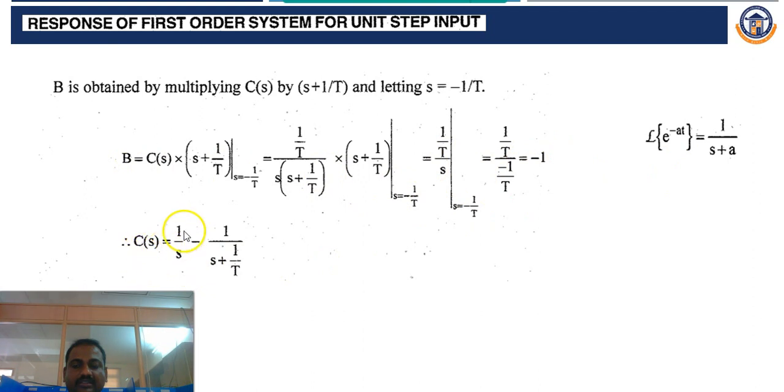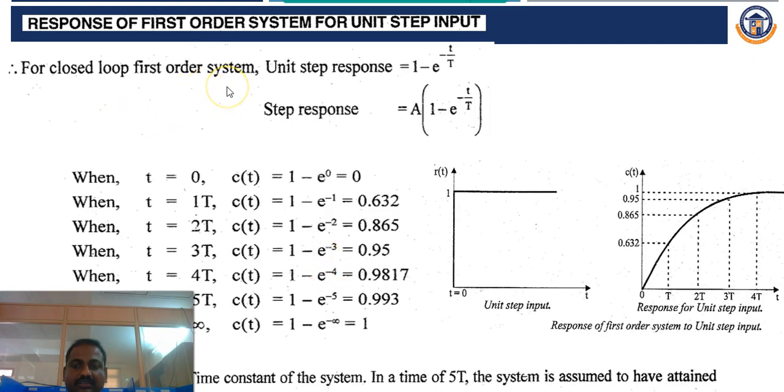At last C of s is equal to 1 divided by s minus 1 divided by s plus 1 by T, because the coefficient A is equal to 1, whereas B is minus 1. For the closed loop first order system, the unit step response is 1 minus e power minus small t divided by capital T. Now we evaluate C of t at t equal to 0: C of t is equal to 1 minus exponential of 0, and exponential of 0 is 1, therefore it is 0.